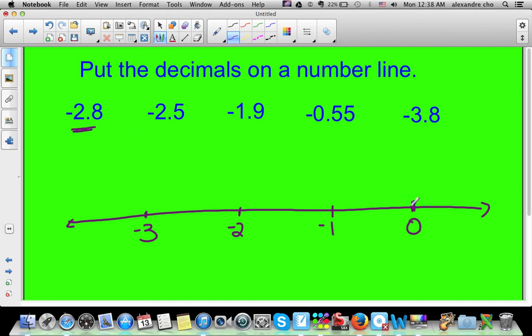So if this is 0, and I'm going this way, the number is increasing. 0, -1, -1.1, -1.2, -1.3, and so on, -1.9, somewhere around here, -2, -2.1, -2.2, -2.3, -2.4, -2.5, -2.6, -2.7, -2.8 should be about here. I'm going to use the letter A. Next one, negative 2.5. Well, negative 2.5 has to be between negative 3 and negative 2, so somewhere right here in the middle.